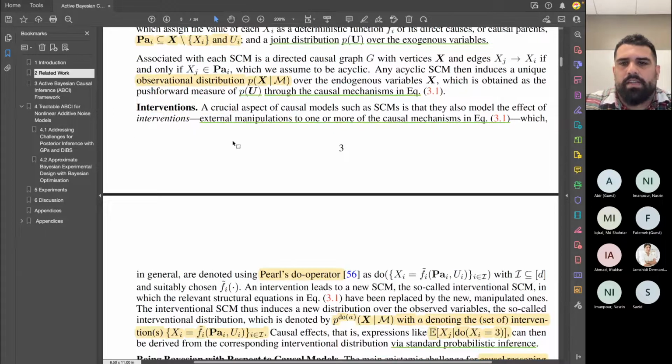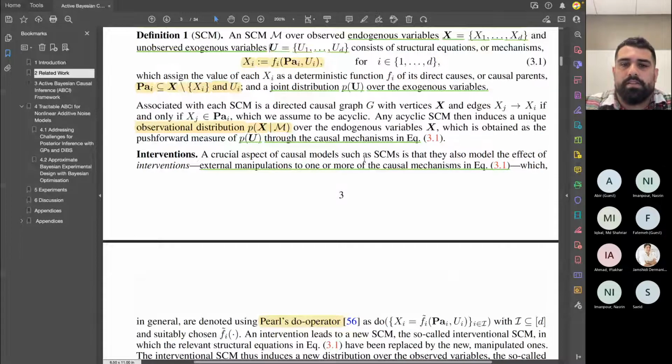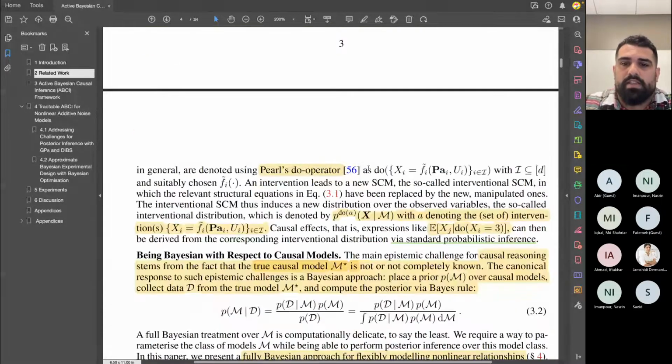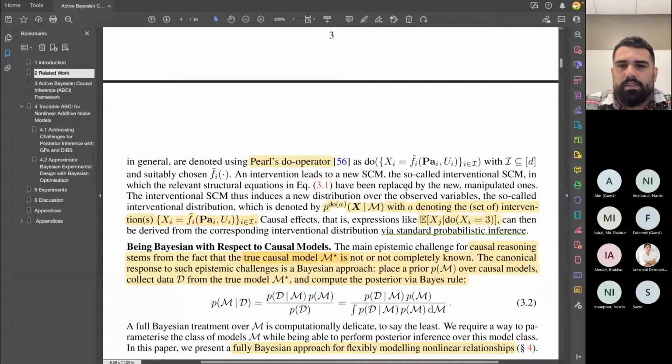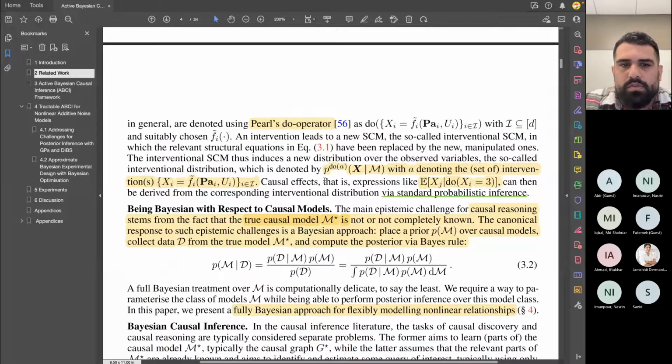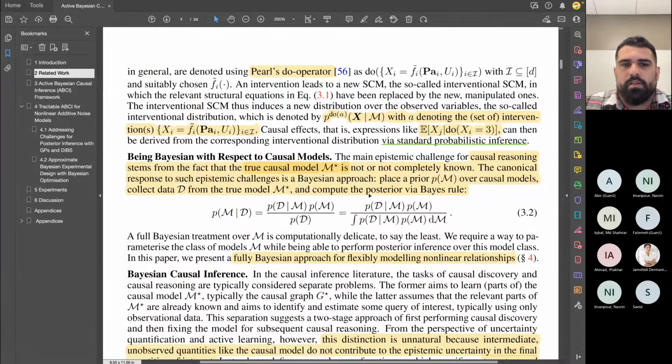Regarding interventions, they define any intervention as an external manipulation to one or more of the causal mechanisms in equation 3.1. They use Pearl's do operator to denote the interventions that are performed on observational data. After the interventions are performed, they have an interventional distribution, shown as P of do on A, where A refers to that particular intervention that is performed.